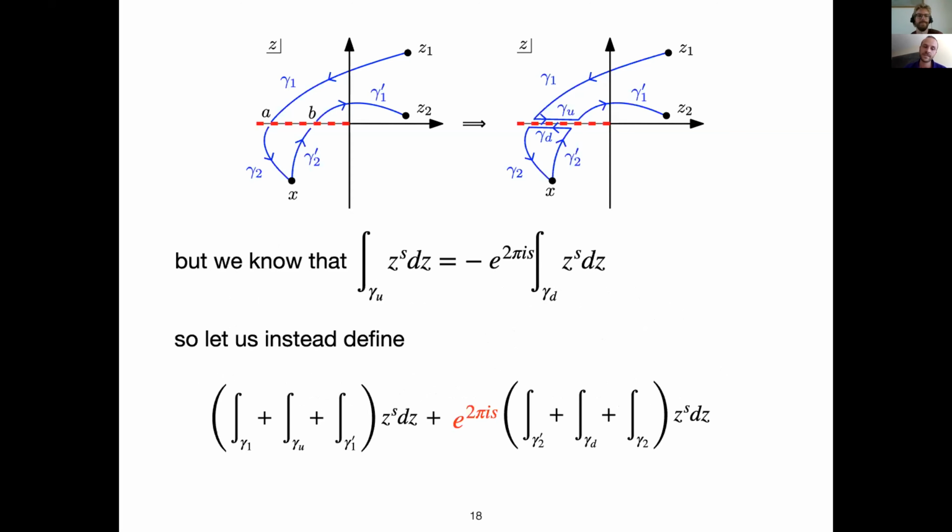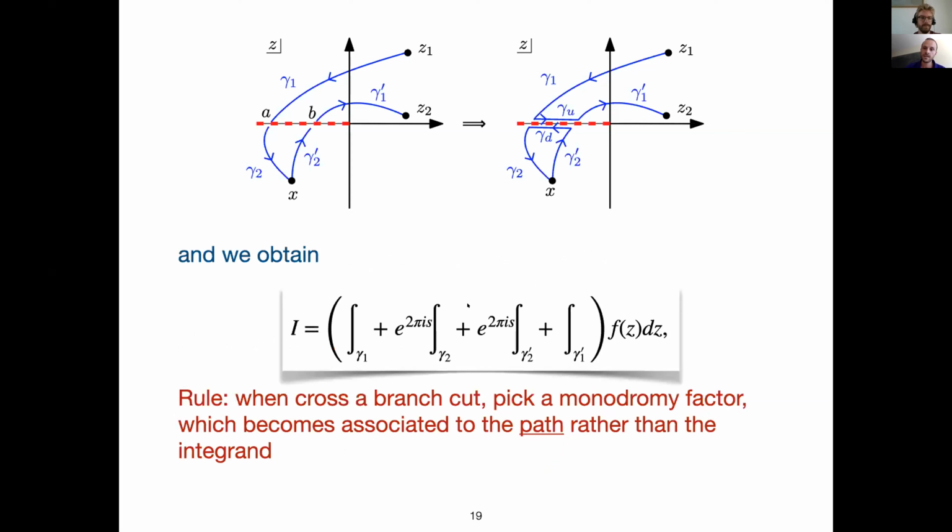So if we instead define our integral I in this way, where we now add this extra phase, these 2 gamma u and gamma d pieces cancel out. And we remain with the integration over gamma 1, some phase factor, integration over gamma 2, phase factor, gamma 2 prime, and you lose the phase factor when you cross back the cut. And in this way, it's obvious that the integral is still homotopy invariant. So that's the rule for how to do integration through cuts.